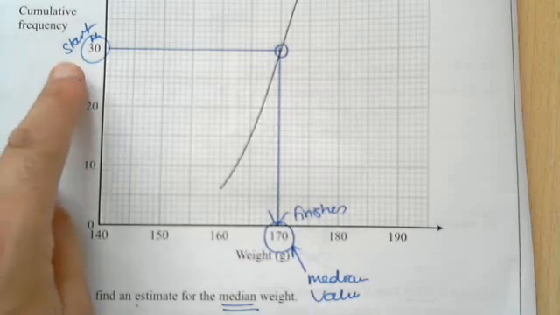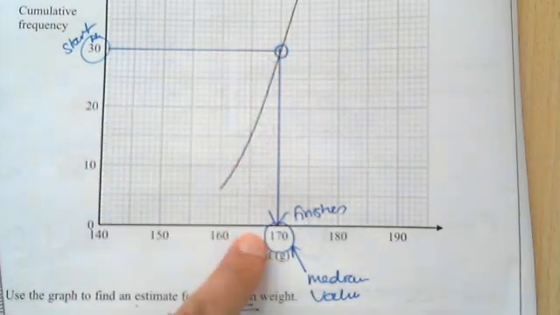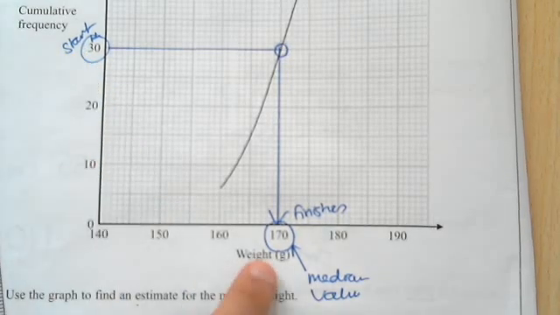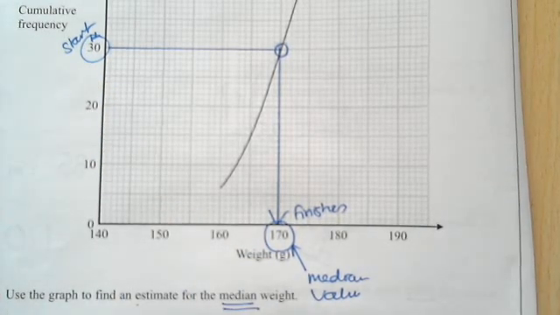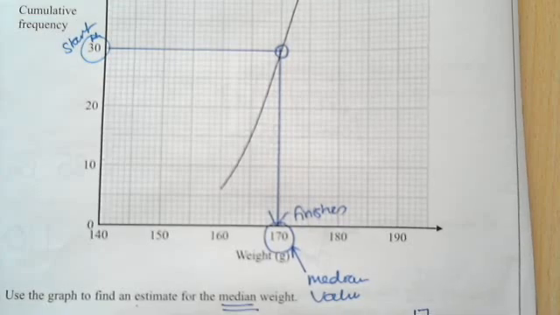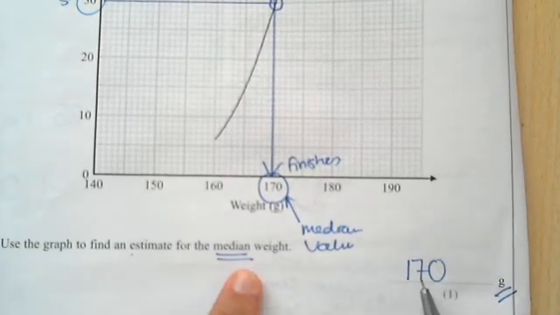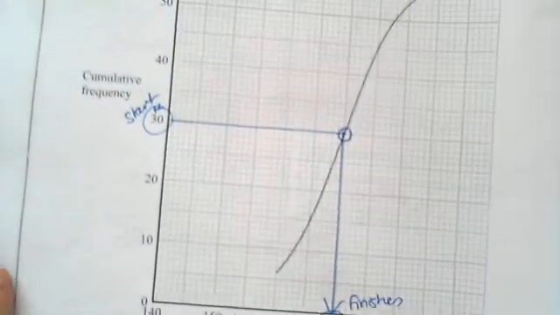We start the median calculation from this side. We hit the graph, we bring down. That's the answer over here. A lot of students think that's the median value. No, that's the answer. So the estimate for the median is approximately 170, and grams is already given. 170 grams.